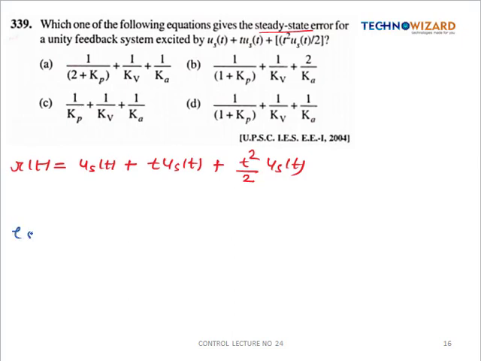So we know that in case of step input, the steady state error will be given by 1 by 1 plus kp, and this is ramp input, so its steady state error will be given by 1 by kv, plus this is parabolic input, so its steady state error will be given by 1 by ka. Okay, so this is the answer which is matching with option D.